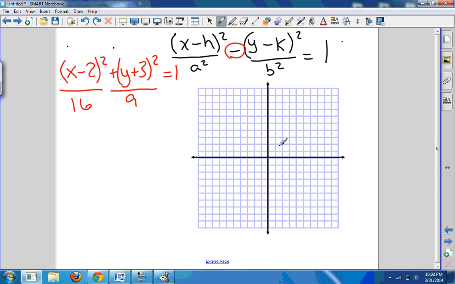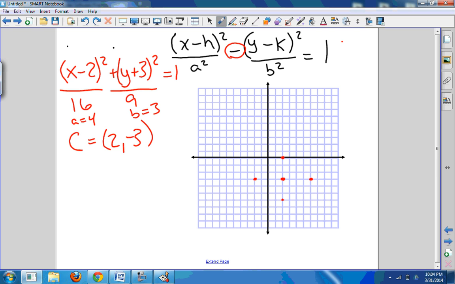Alright, first thing we do is graph the center. The center of this is going to be at (2, negative 3), so over 2, down 3. And we know that the x-axis is going to be at 4, the y-axis is going to be at 3. So the x-axis is 4. We're going to do just like we do with the ellipse: 1, 2, 3, 4, and 1, 2, 3, 4. And the y is up 3 and down 3.